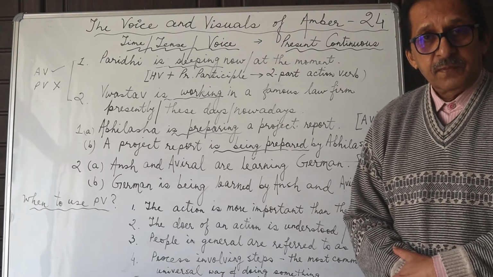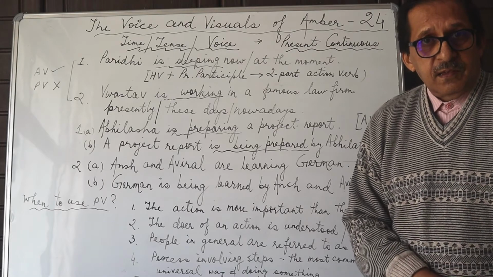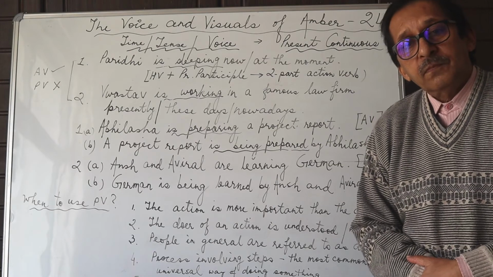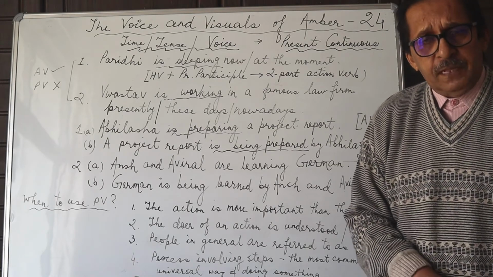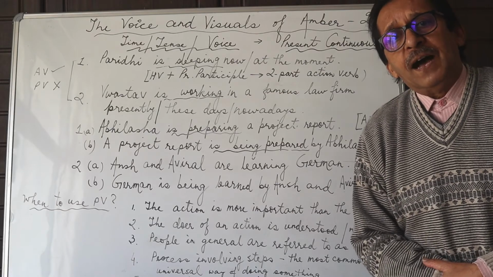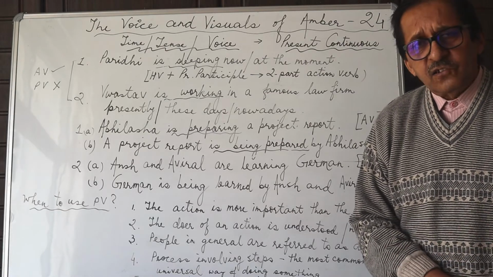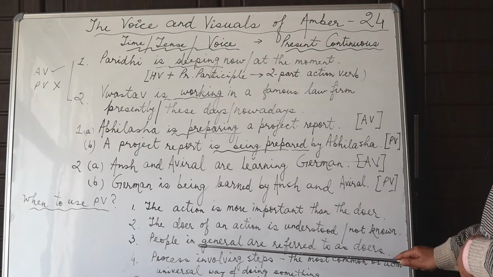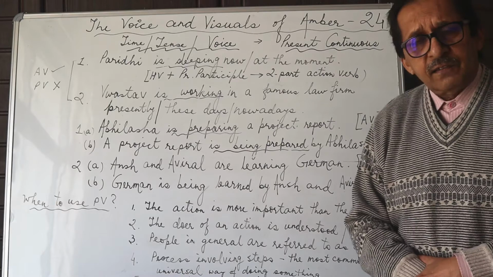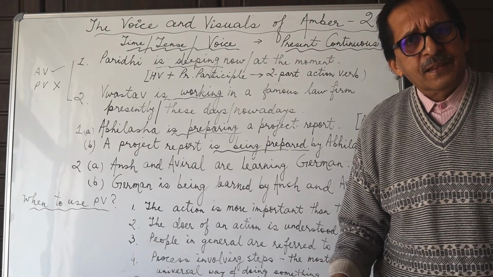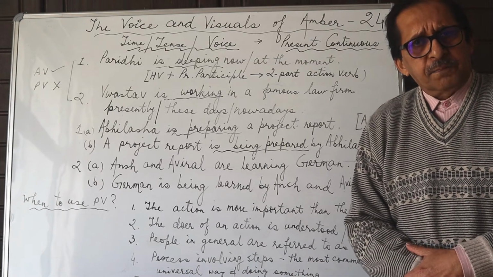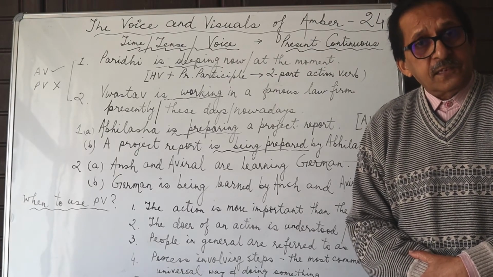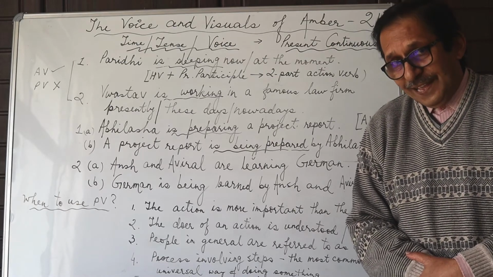For example, the tickets can be bought online. By whom? Obviously by anyone, by the people. So, people can buy the ticket online. No need to say that in the active voice, because again, people in general are being referred to as the doers. Anybody can buy the tickets online. So the tickets may be bought online.